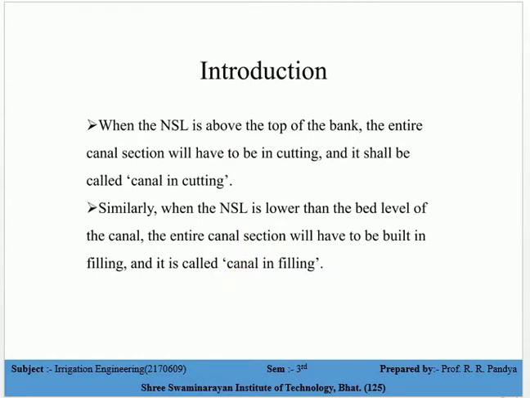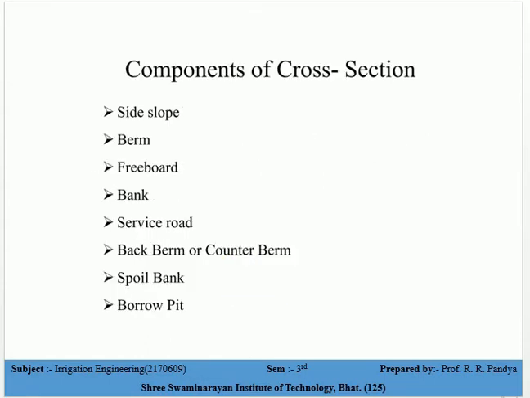Okay, so next we jump to the components of cross sections. There are the following components. First one is the side slope, another one is the berm, then freeboard, bank, service road, back berm or counter berm, spoil bank, and the last one is the borrow pit. We are going to understand the individual components step by step. So let's start with the side slope.